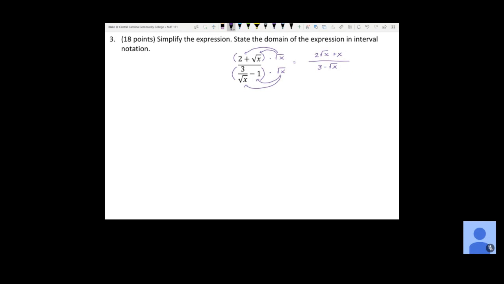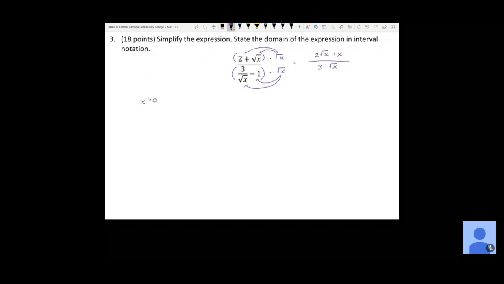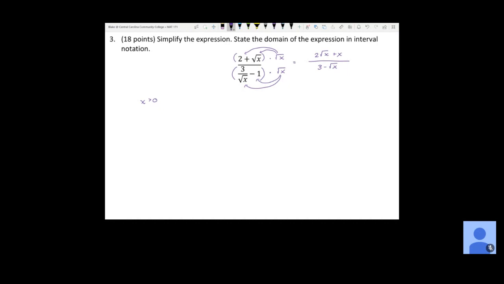Now, the second piece of this is stating the domain. So, what do we know about the domain of this expression now? Okay, so we have a square root, right? And we know we can't have negatives inside the square root. So in this case, x must be greater than 0. Now, why is it just greater than and not greater than or equal to?